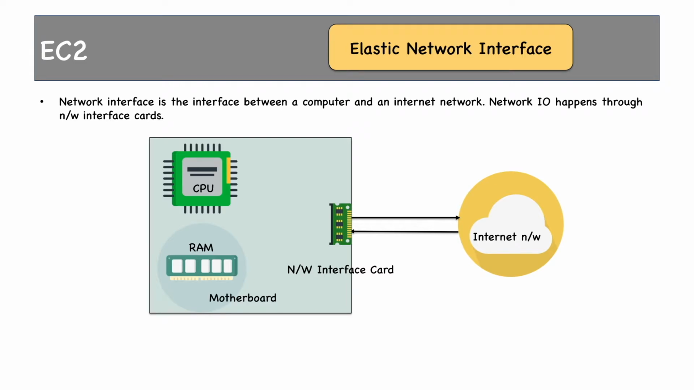We have talked about Elastic Network Interface at a basic level during our EC2 session. It is the interface between a computer and the internet. All traffic bound to and from the internet travels through network interfaces. As you know about security groups, IP addresses, etc. in detail now, let's talk about ENI, or Elastic Network Interface, in a little bit more detail.